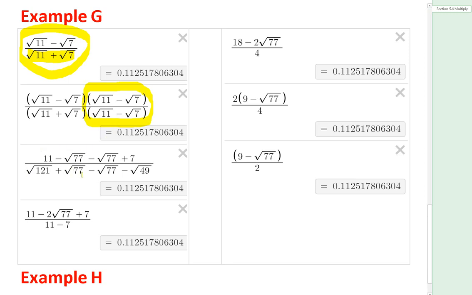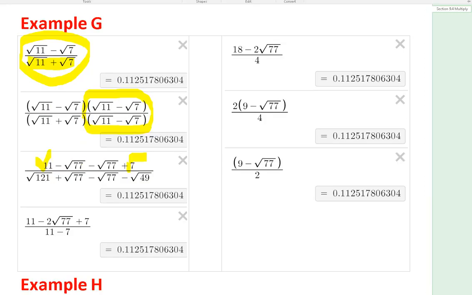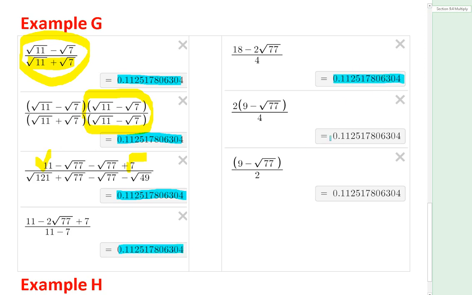So a lot of work with FOIL in the denominator and in the numerator. I could have just written this as square root of 121 and square root of 49, but I just jumped right to the 11 and the 7. Take care with the signs. One thing I did here is I showed the numerical value of this in each step, and notice numerically, every step of the way, you're getting the same thing. And this is where we're eventually going to get to, this last step.